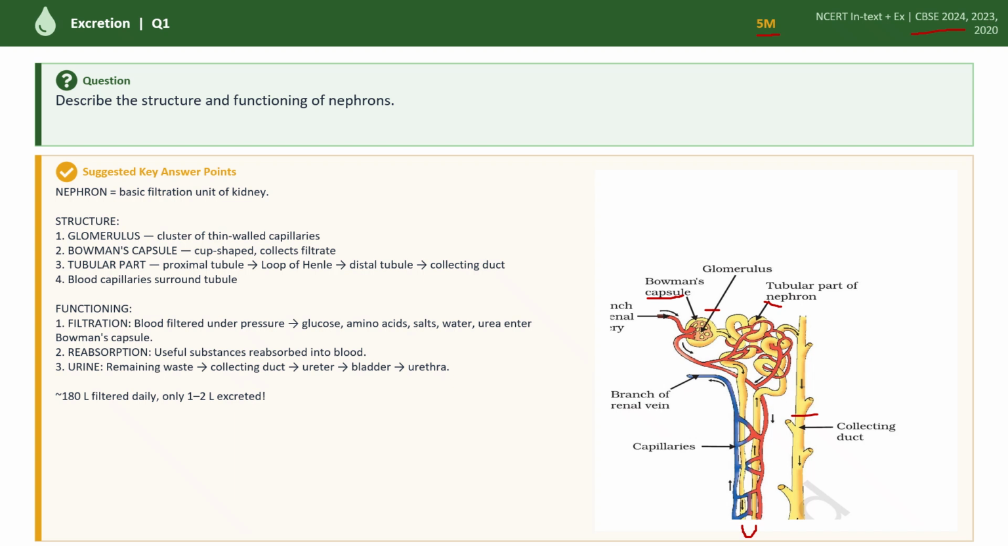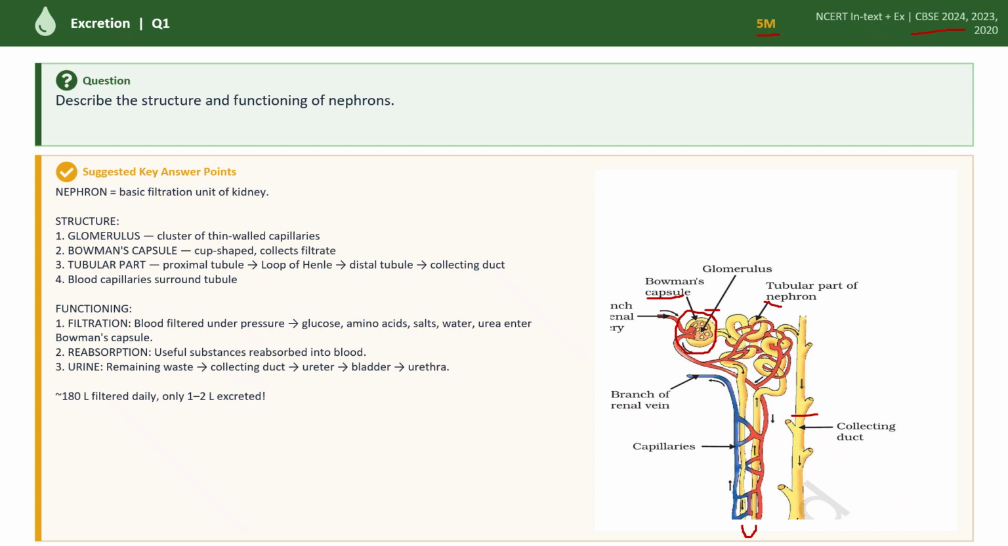Then blood capillaries surround the tubule for exchange of substances. So, the first step in functioning is filtration. Blood is filtered under pressure in the glomerulus. Already I told you what is happening here. Due to the high pressure, blood is filtered here and small substances like water, glucose, salts and urea enter the Bowman's capsule.